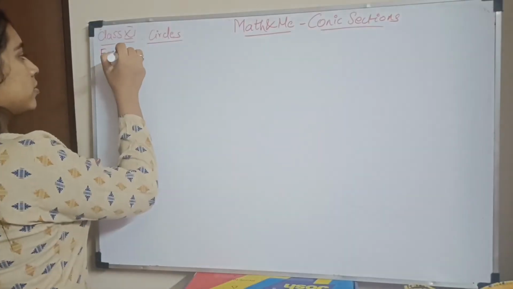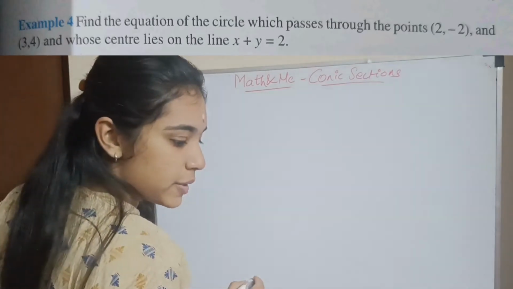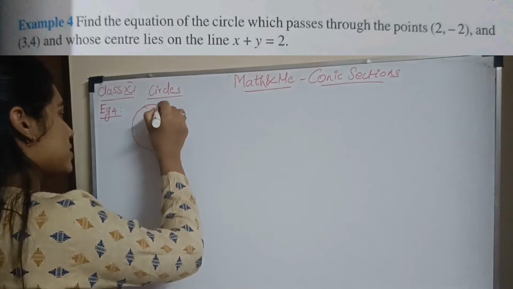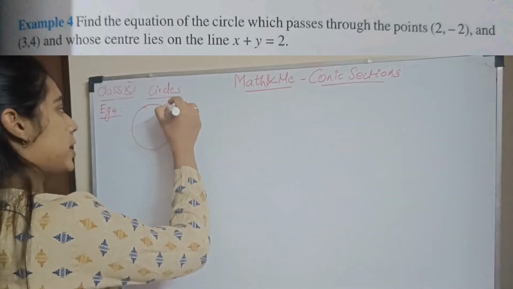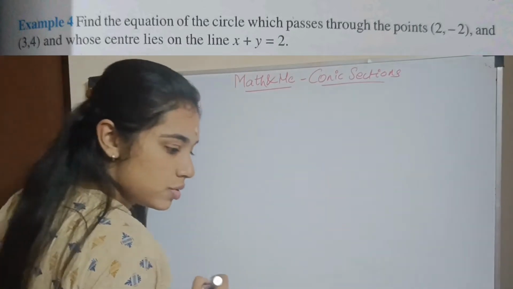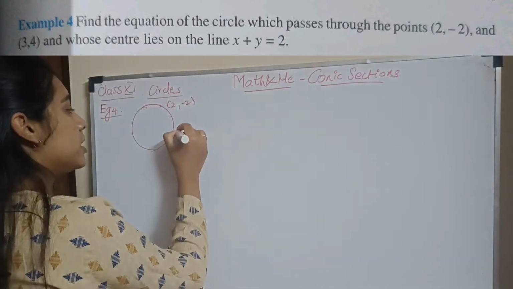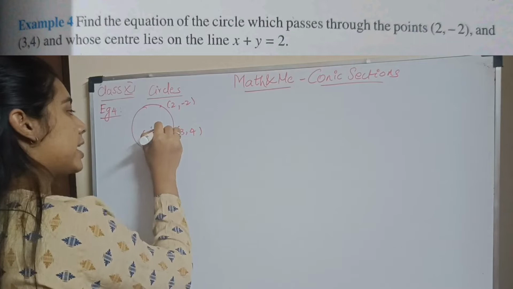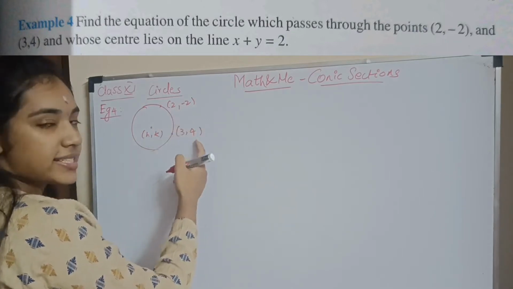Example 4. Find the equation of a circle which passes through the points (2, 2). So this is your circle. It passes through the point (2, -2) and it also passes through the point (3, 4). So what is your center? (h, k). You have x and y coordinates.